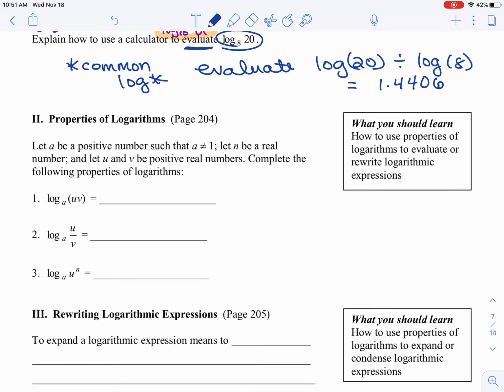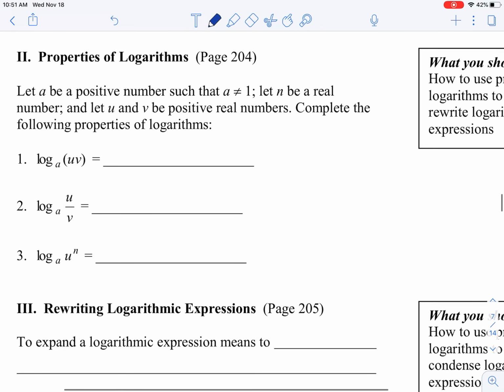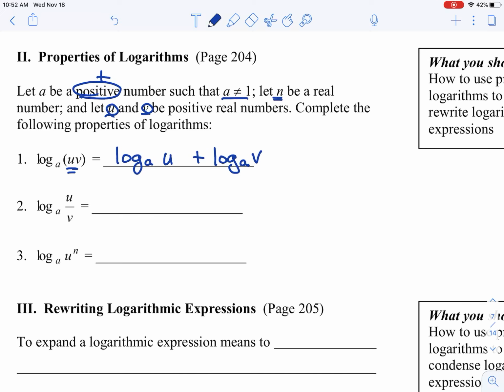So now we're going to be talking about properties of logarithms, okay? So if a is a positive number, again, and a does not equal 1, where n is a real number, u and v are just positive real numbers as well. They exist. Here's our property. So remember, when we're multiplying logs, we can separate them by adding. So we can say the log base a of u times v is equivalent to the log base a of u plus the log base a of v. So when we separate the logs, we use addition.